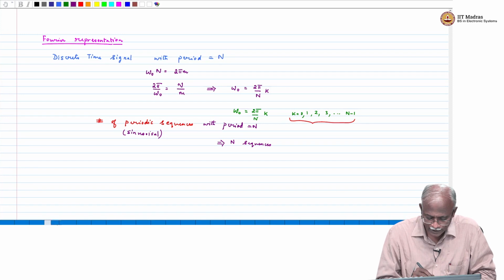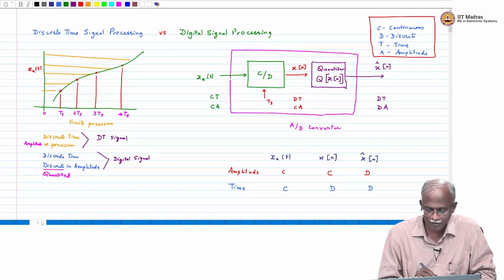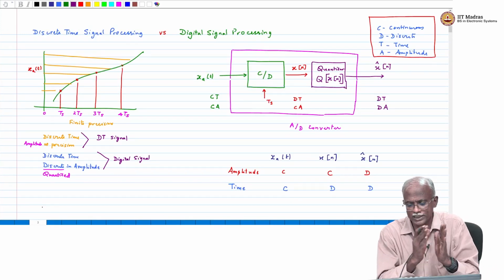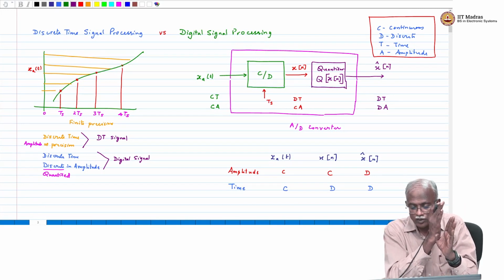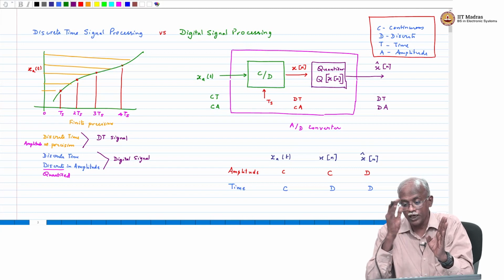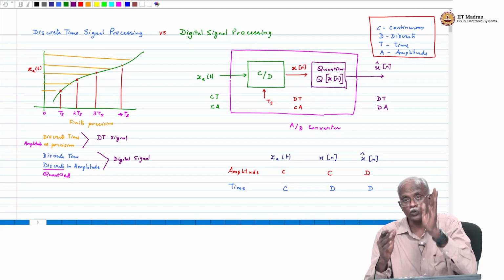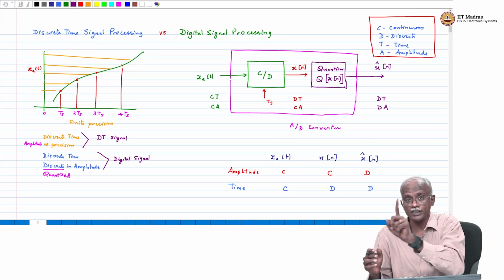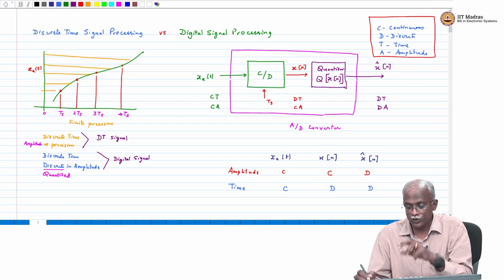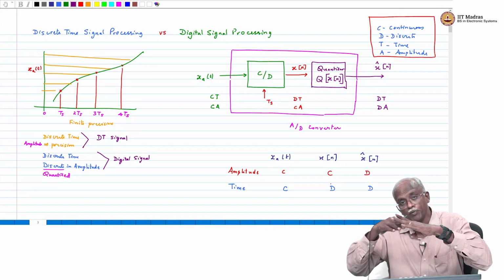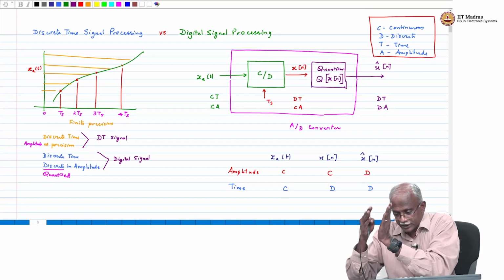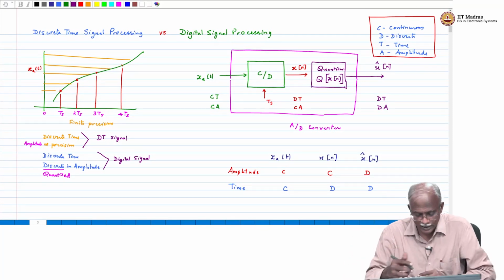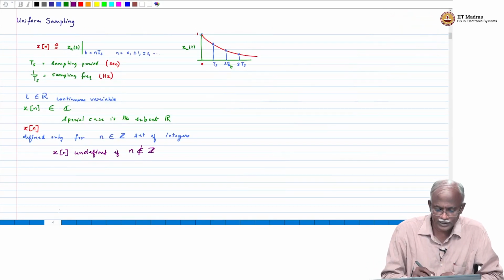Let me quickly summarize what all we have covered. We started out by saying we will represent the conversion of a continuous time signal to a discrete time signal through a C to D converter. The time axis is discretized, but the amplitude still remains continuous. However, if you pass it through another stage, which is a quantizer, then you will get a signal that is discrete in time and discrete in amplitude. That becomes a digital signal.